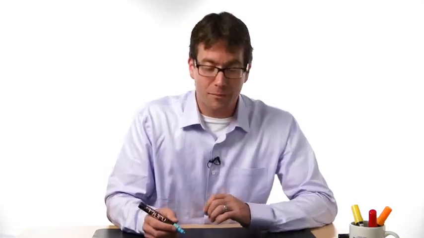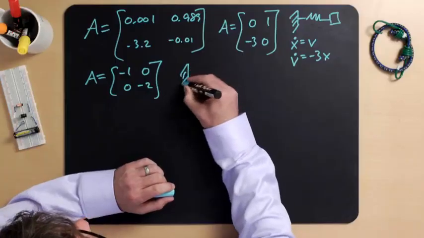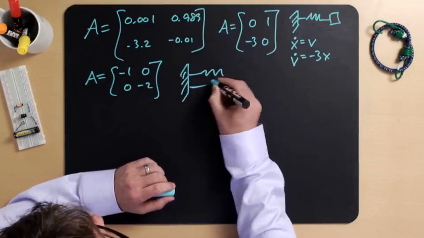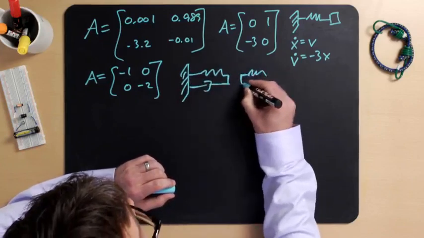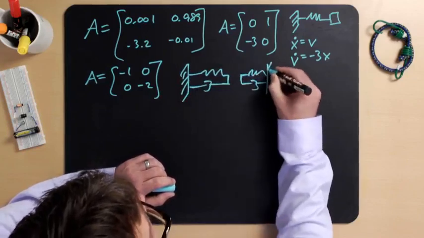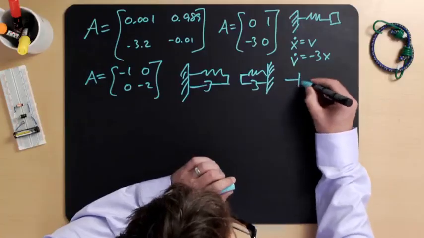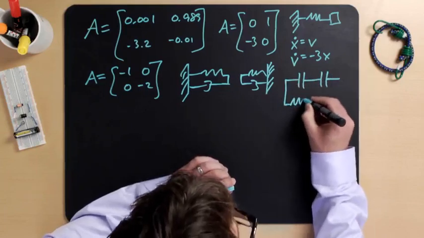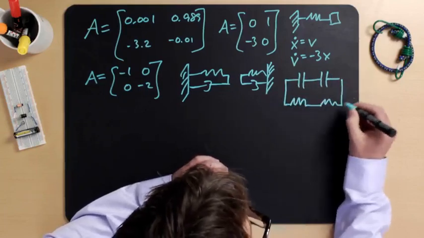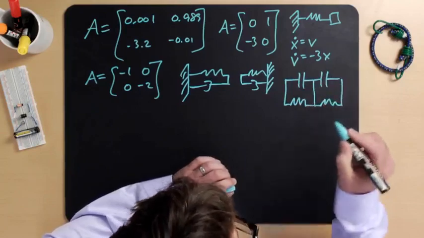Therefore, this A matrix represents either a two-spring, two-damper mechanical system, so something that has a wall, a spring, a damper that are connected, but then another spring and damper that are connected, or an electrical system that consists of two capacitors and resistors with a wire in between them.